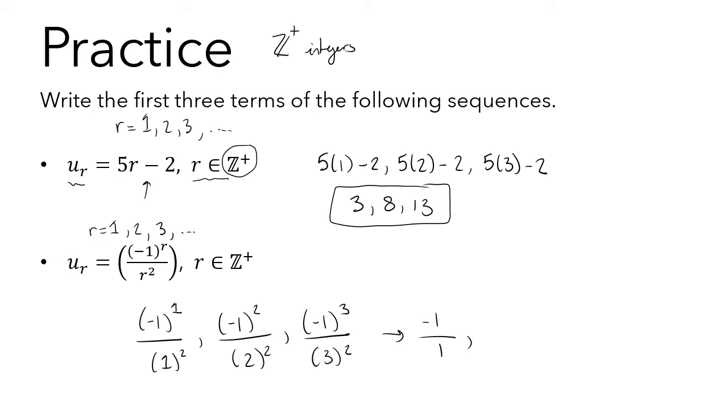Negative 1 squared actually turns it positive, so it becomes positive 1 divided by 2 squared, which is 4. And then negative 1 to the 3rd power, it's an odd power, so it's going to be negative 1, all over 3 squared, which is 9. So whenever you see alternating terms like this, positive, negative, you're most likely going to have negative 1 to the r power, or r minus 1 power, in your formula.